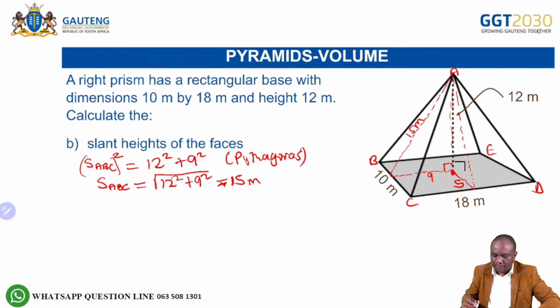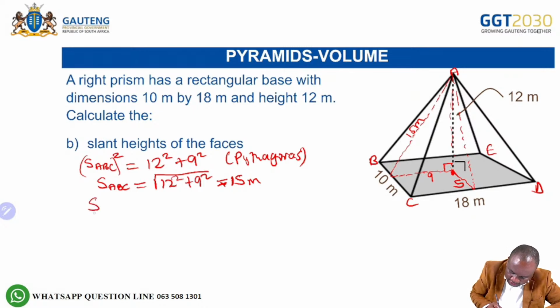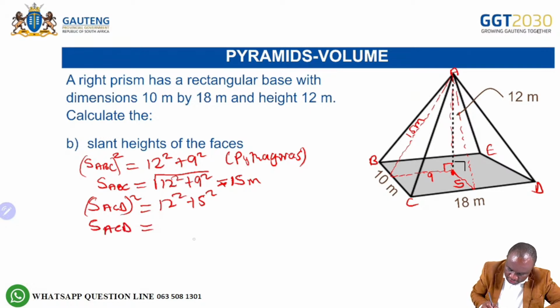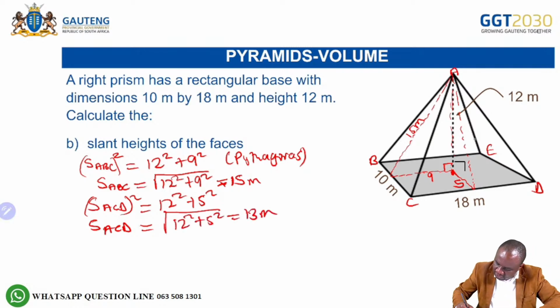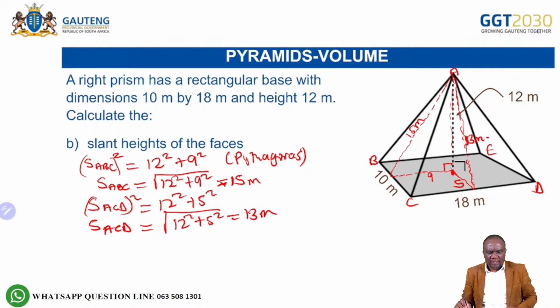So we can find this slant height, which is the hypotenuse there. Slant height of triangle ACD squared is equal to 12 squared plus 5 squared. And then slant height ACD is equal to the square root of 12 squared plus 5 squared, which is 13 meters. So this distance here, the slant height here, is 13 meters. Okay, all right. So that's what we're supposed to do there.